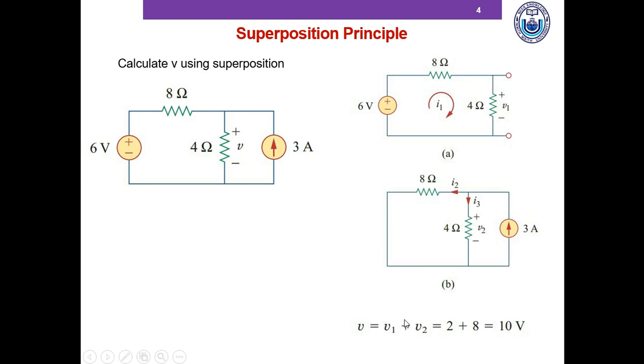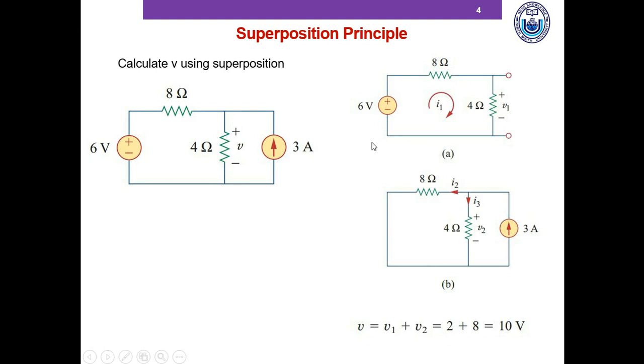The last step is to just sum V1 obtained from figure A and V2 obtained from figure B to obtain the overall voltage, which is 10 volt here. And this 10 volt here is basically the voltage across the 4-ohm resistor when both of the independent sources are active. That is, in the original circuit.